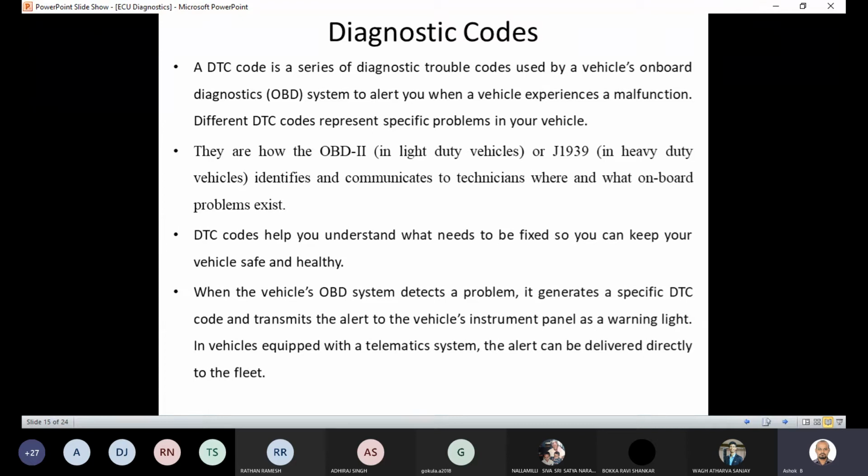So DTC codes help you to understand what needs to be fixed, so you can keep your vehicle safe and healthy. Ultimately the state of health can be analyzed or identified with the help of the particular diagnostic trouble code. When the vehicle's OBD system detects a problem, it generates a specific DTC code and transmits the alert correspondingly to the vehicle's instrument panel as a warning light.